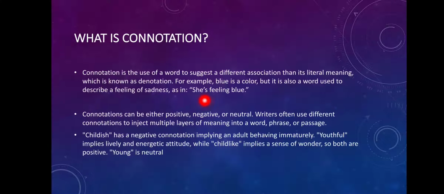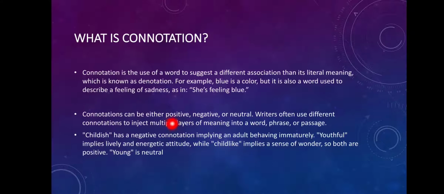The same thing if we are talking about, she or he is a lion. So if I want to describe my friend, he is a lion. Now the denotation meaning of a lion is the animal, the wild animal. But the connotation meaning is that he's brave. So I use the word lion and I use the connotation brave.